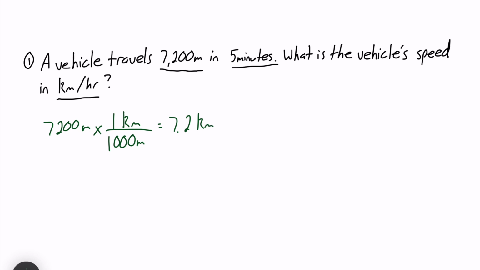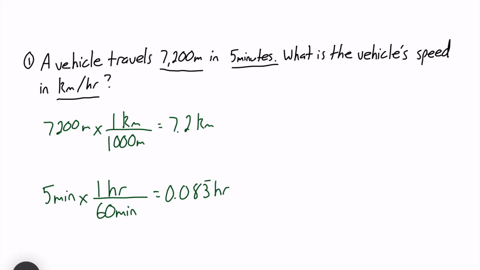So we know our distance. Now we have to figure out our time. So we need to convert 5 minutes into hours. So we'll go time sign line. We want our unit that we want on top. So we have 1 hour, and for every 1 hour, there is 60 minutes. So we are basically just dividing 5 by 60, which will get us 0.083, and that 3 repeats, and that is hours.